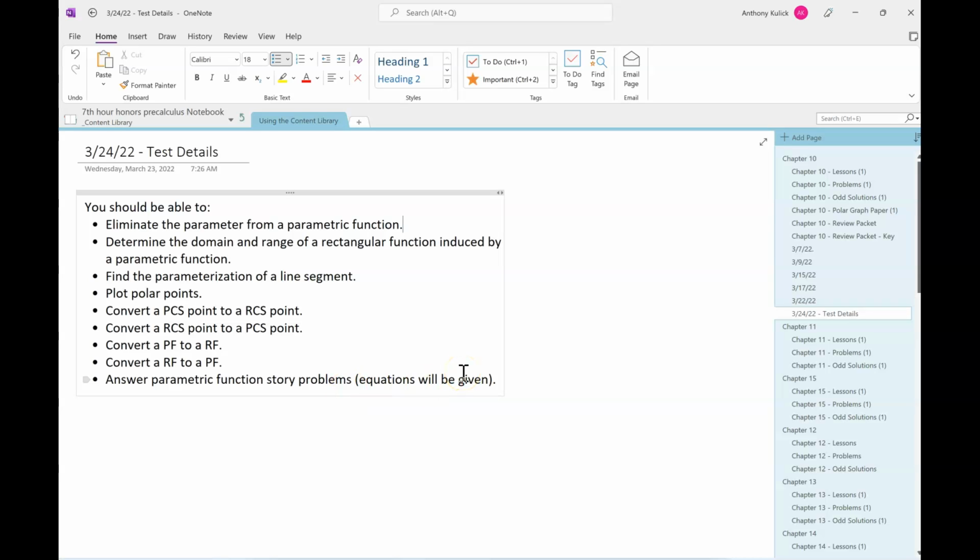Same situation as on the homework quiz, where I'll give you the parametric formulation. I'll give you the equation that you're using. You just have to kind of solve some stuff. One question for each of those. One or two probably. Yeah.